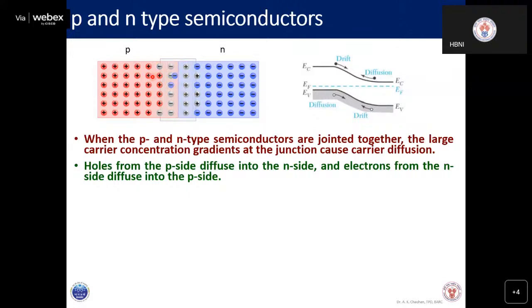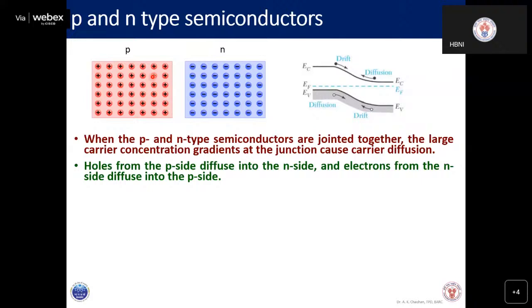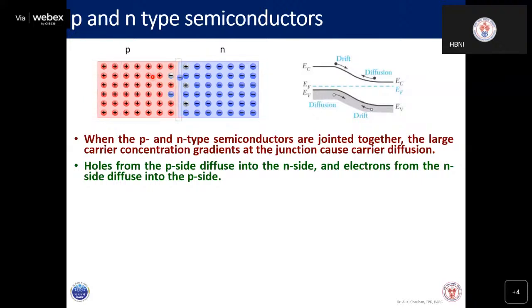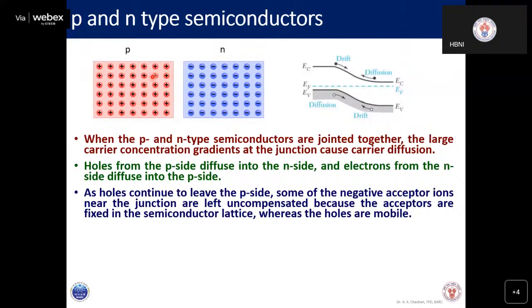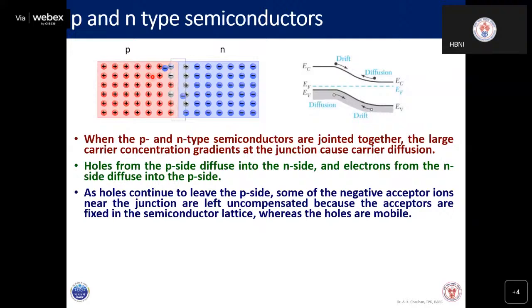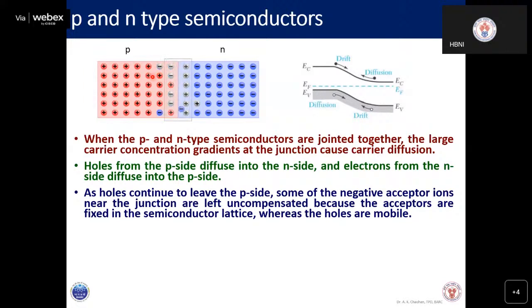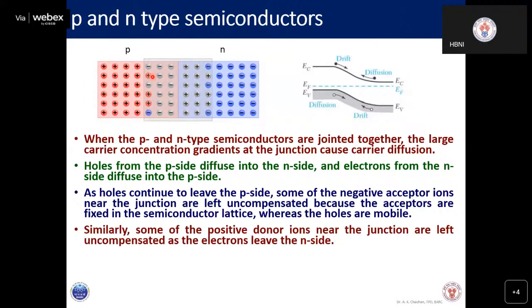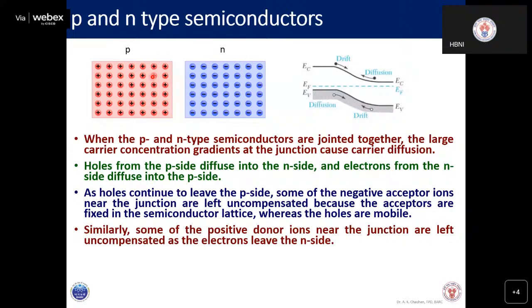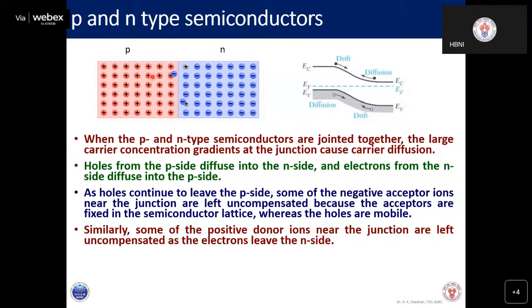Obviously because of this concentration gradient, carriers have to move from one side to the other. So holes diffuse from the P side to the N side. It is diffusion actually, and electrons from the N side to the P side. As holes continue to leave the P side, some of the negative acceptor ions near the junction are left uncompensated, and the acceptors are fixed in the semiconductor lattice. So as holes move, after some time a net positive voltage will be generated.